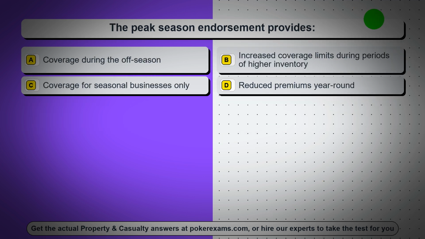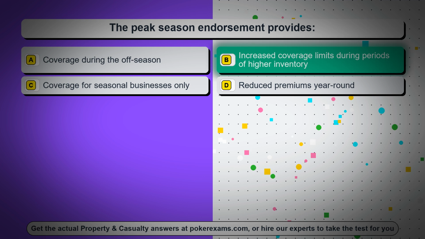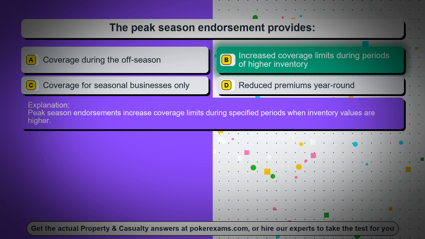Question 68. The peak season endorsement provides: option A, coverage during the off-season; option B, increased coverage limits during periods of higher inventory; option C, coverage for seasonal businesses only; option D, reduced premiums year-round. The correct answer is option B, increased coverage limits during periods of higher inventory. Peak season endorsements increase coverage limits during specified periods when inventory values are higher.